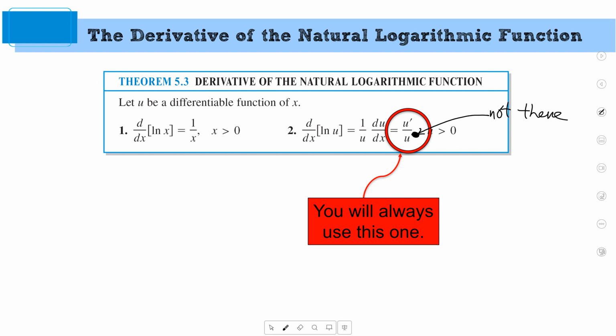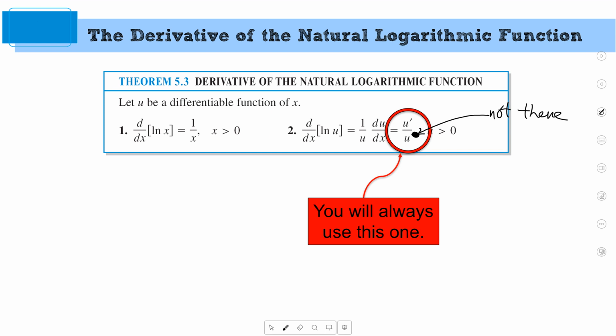Okay. u prime over u. That's all you need to remember. The derivative of the function you're taking the natural log of over itself. Anything not clear about that? Beautiful. We're going to do that ad nauseum in a second, because I've got to give you one more thing.